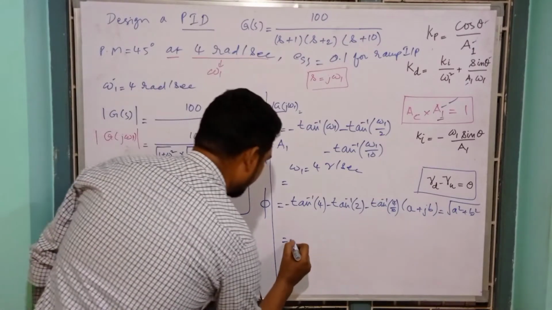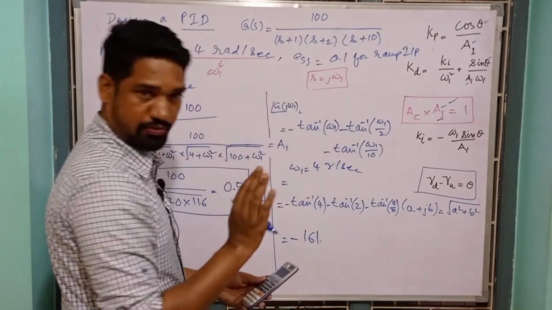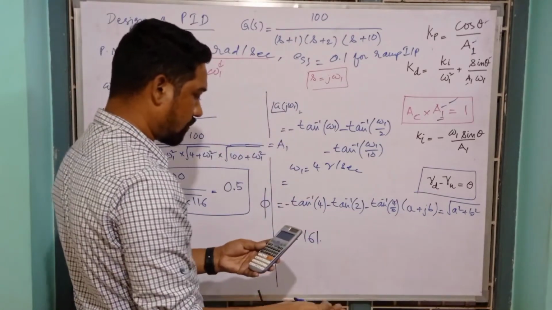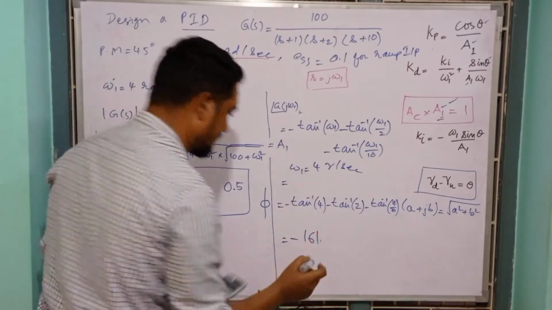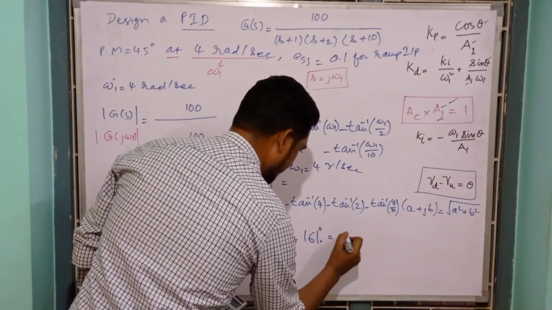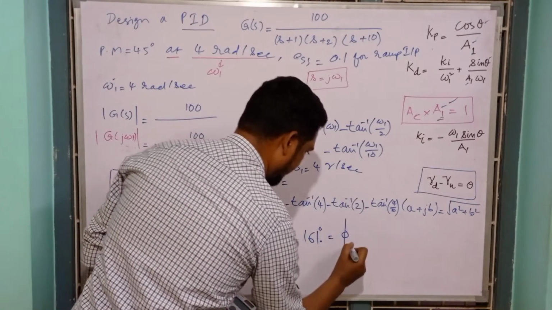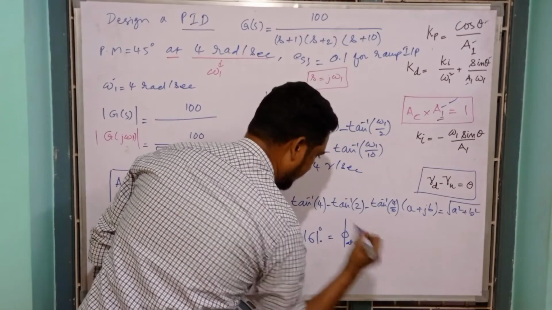That gives us minus 161 point 2, we don't need that. Why? Because it's not beyond 0.5. If it were 161.6 or something else, we would have gone for the next level. It's simply minus 161 degrees. This is for the value of phi at omega equal to omega 1.